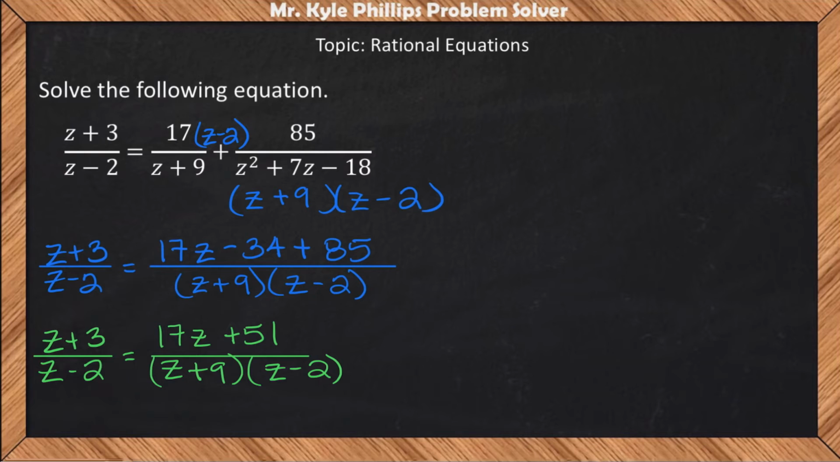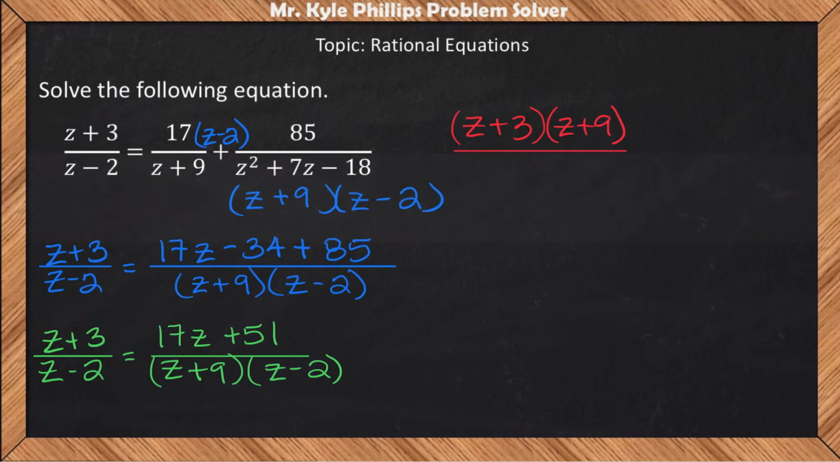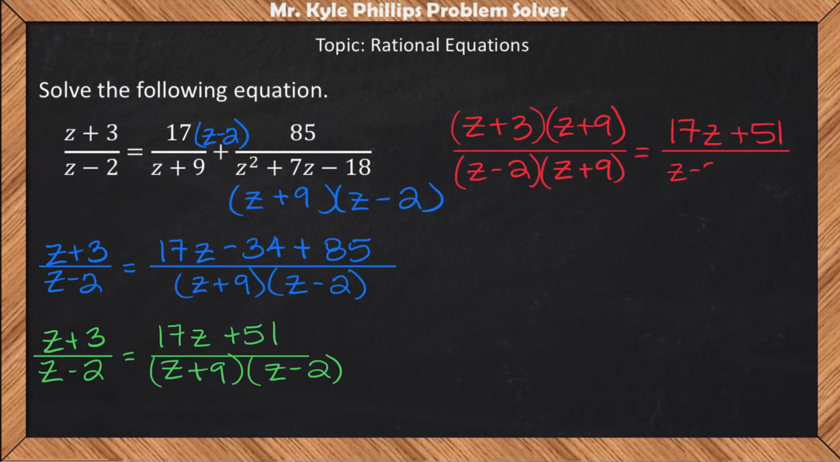So here I could have z plus 3 times z plus 9. This would all be over z minus 2, z plus 9. And this would equal 17z plus 51. And that would all be over z minus 2 and z plus 9.